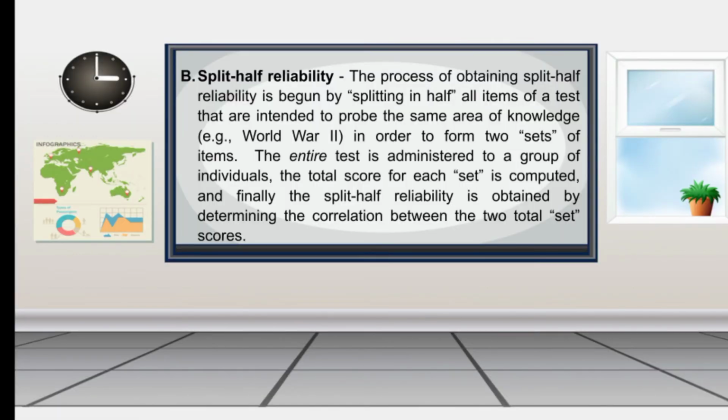Split-half reliability. The process of obtaining split-half reliability begins by splitting in half all items of a test that are intended to probe the same area of knowledge, for example, World War II. In order to form two sets of items, the entire test is administered to a group of individuals. The total score for each set is computed, and finally, the split-half reliability is obtained by determining the correlation between the two total set scores.